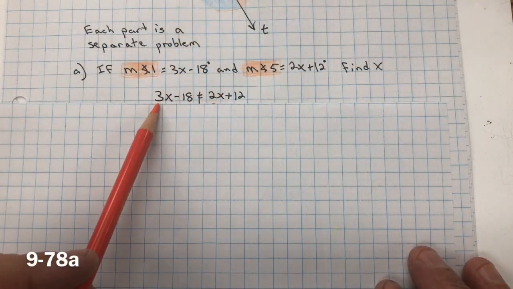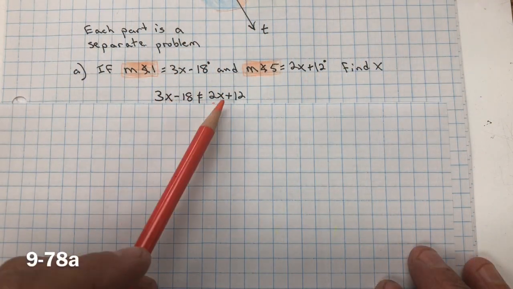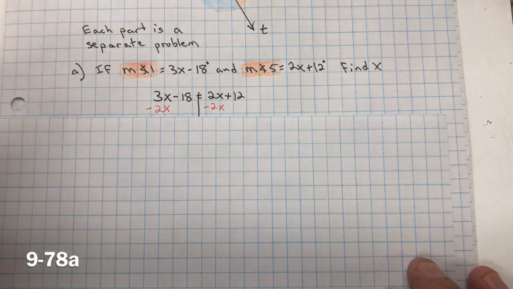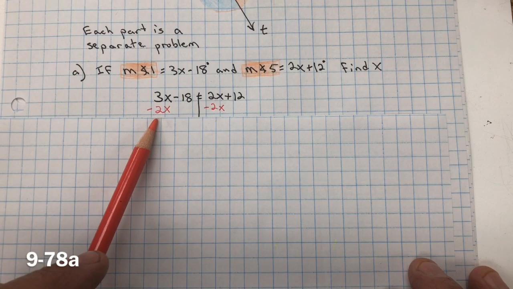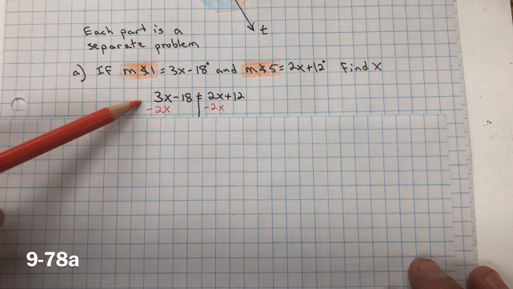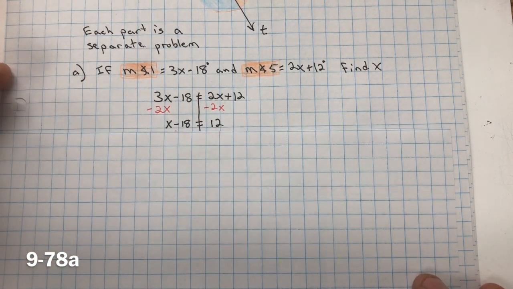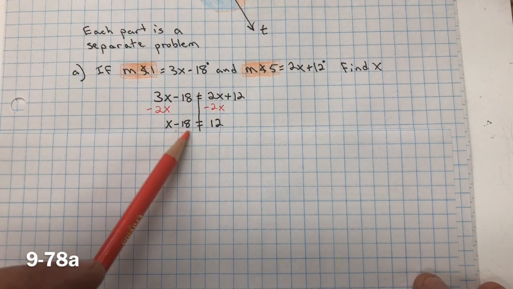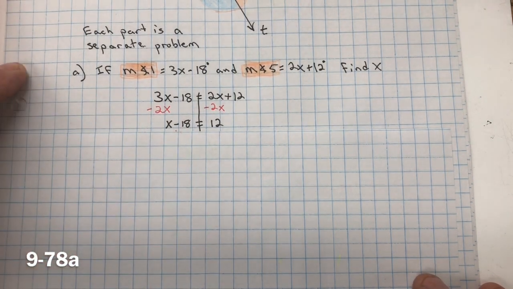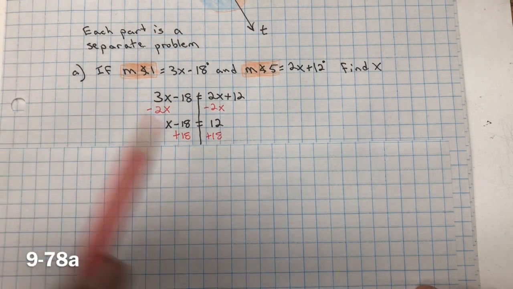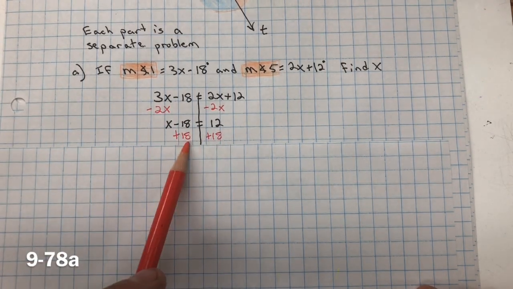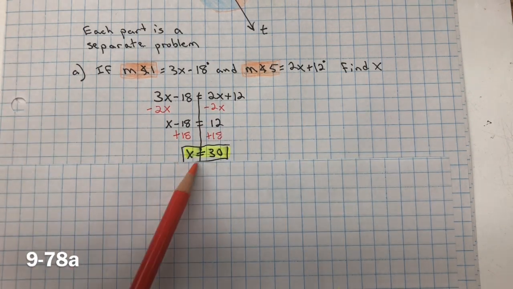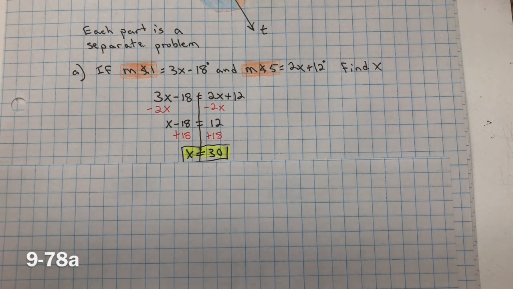This has a greater value of x's, so I'm going to subtract 2x from the right side. What you do to one side, you do to the other. That created a zero pair. 3x minus 2x equals x. Inverse property of subtraction is addition. So we're going to add 18 to both sides, zero pair. 12 plus 18 equals 30, so x equals 30.